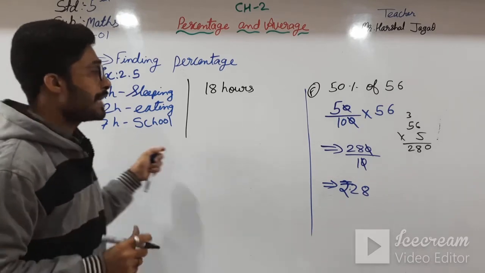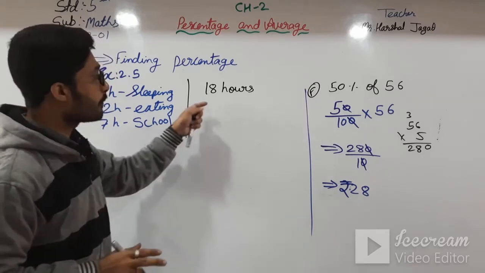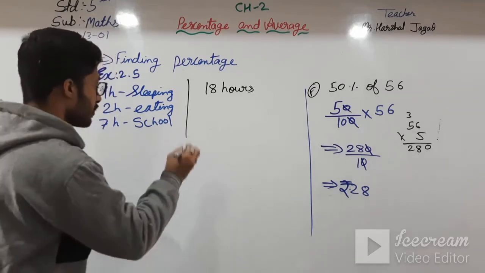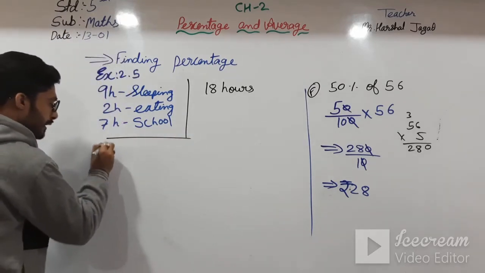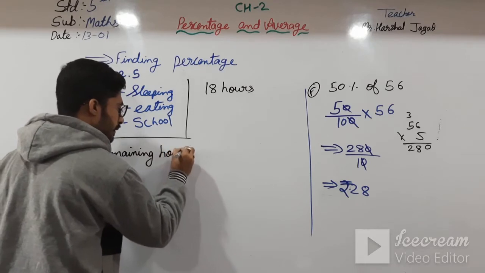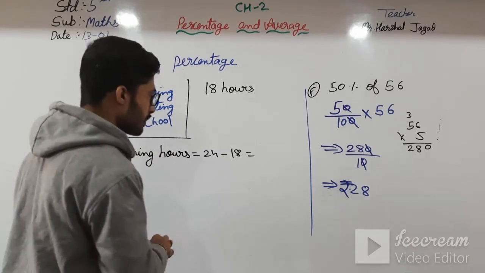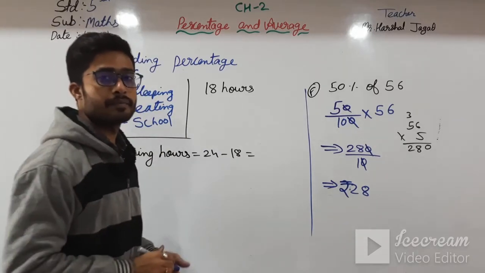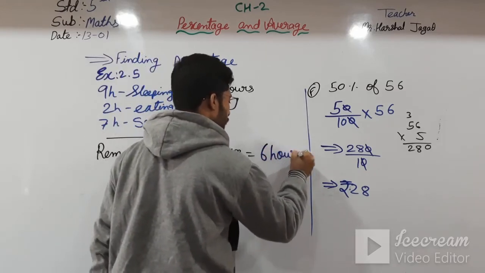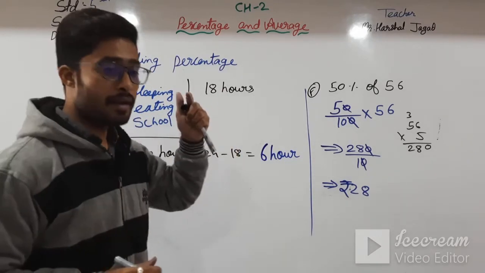Okay, and if I just subtract, in a day there is how much hours? That is 24 hours. From that I just subtract 18 hours, then we can find out the remaining hours. So remaining hours is equal to 24 minus 18. We will get our answer, 24 minus 18, that is 6 hours. Means 6 hours are remaining, and then we have to find out the percentage.